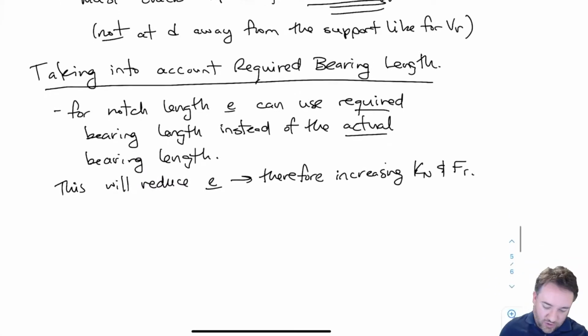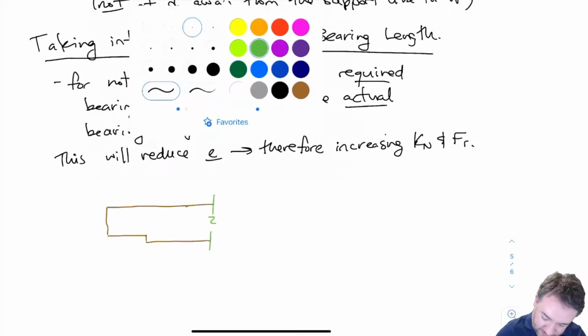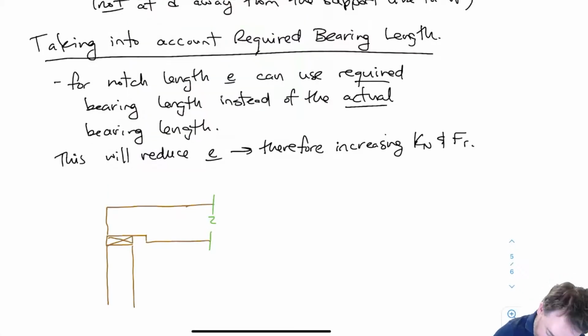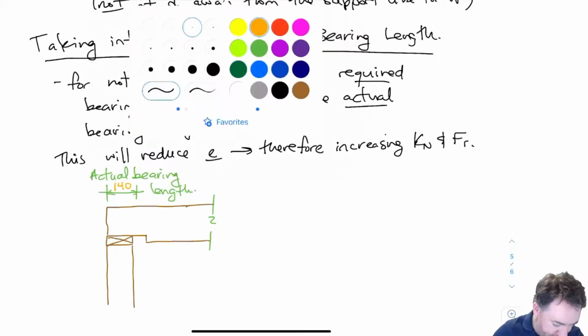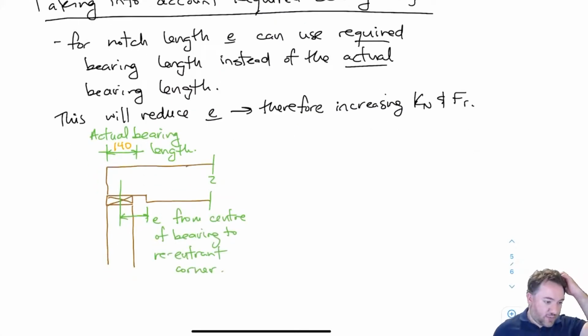So let's recall the way that we usually do this. This is the way that we have been taught to do this previously. We're trying to calculate E for the purposes of calculating our notch factor Kn, for the purposes of calculating our notch strength Fr. Remember E was defined as being from the center of bearing to the reentrant corner. So here I've shown a drawing of what that situation might look like.